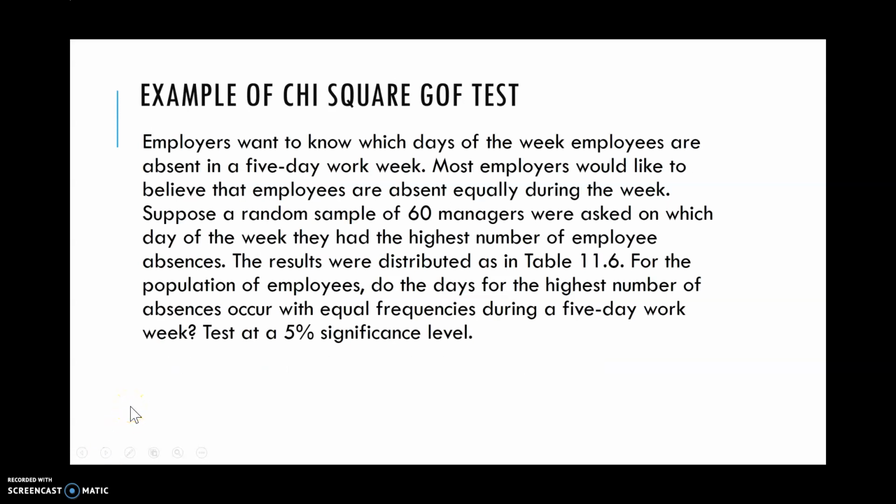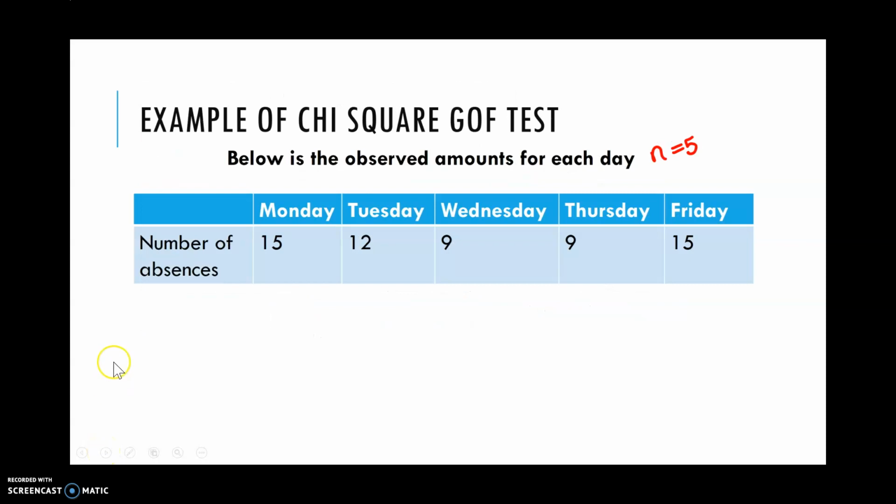So employers want to know which days of the week employees are absent in a 5-day work week. Most employers would like to believe that employees are absent equally during the week. Suppose a random sample of 60 managers were asked on which day of the week they had the highest number of employee absences, and the results were distributed in Table 11.6. For the population of employees, do the days for the highest number of absences occur with equal frequency during a 5-day work week? And we're going to hypothesis test that at a 5% significance level.